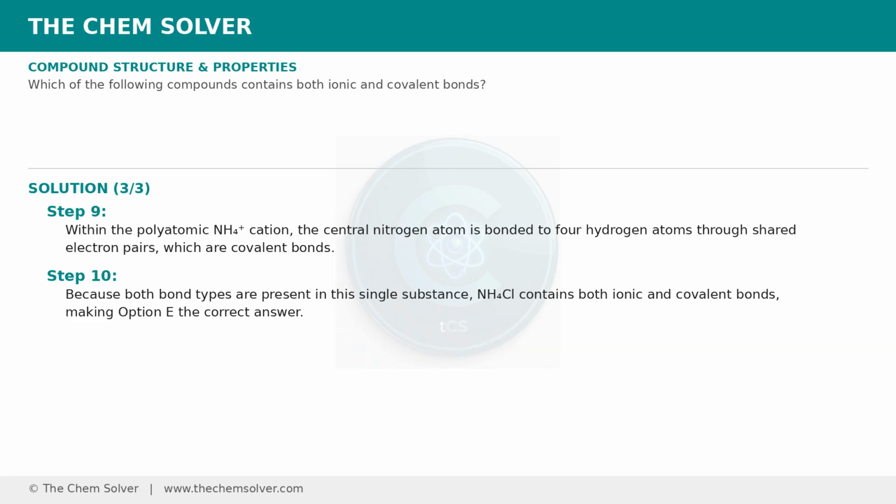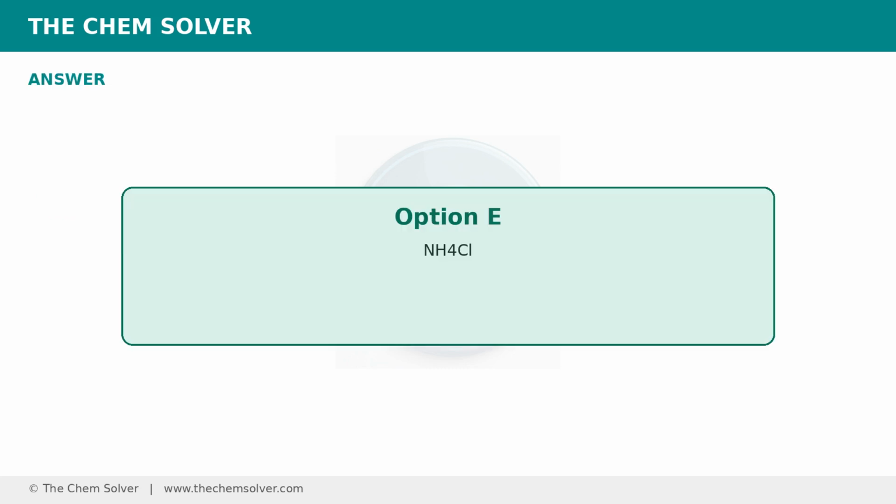Within the polyatomic NH4⁺ cation, the central nitrogen atom is bonded to 4 hydrogen atoms through shared electron pairs, which are covalent bonds. Because both bond types are present in this single substance, NH4Cl contains both ionic and covalent bonds, making option E the correct answer. The correct answer is option E, NH4Cl.